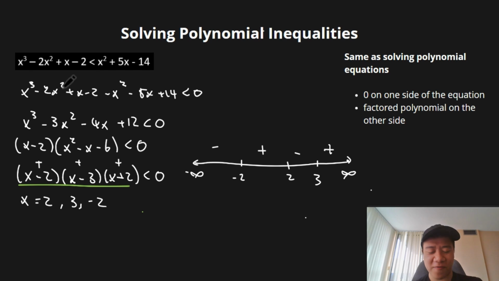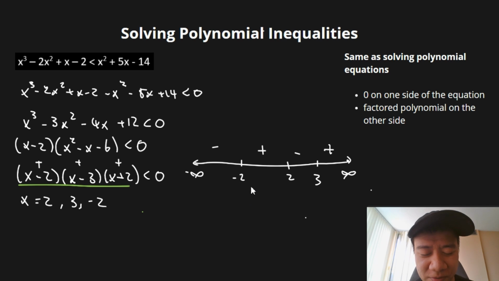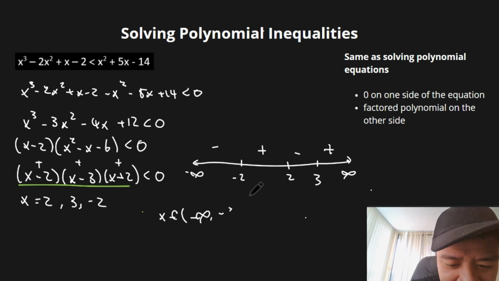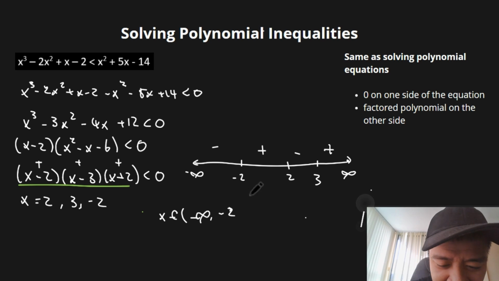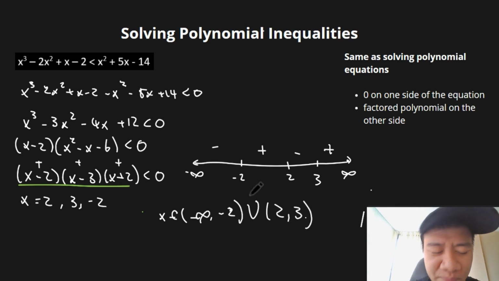Alright, so since we're looking for the intervals, or the solutions, when our polynomial is less than 0, we just choose the ones that gave us negatives. So the interval that gave us a negative result is -infinity to -2. You can write that over here. And since it's a strictly less than sign, there's no equal, we use a round bracket. And the other interval that gave us a negative was between 2 and 3. So 2 and 3. And that's it.